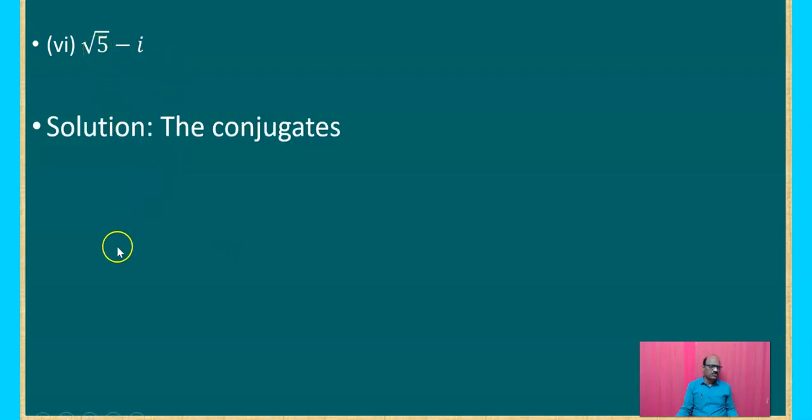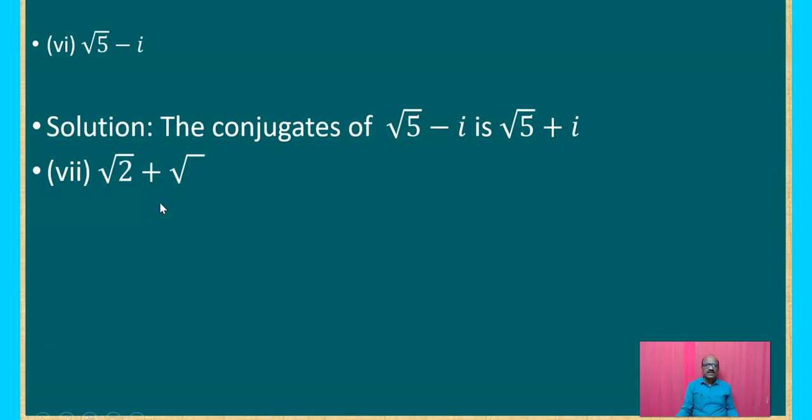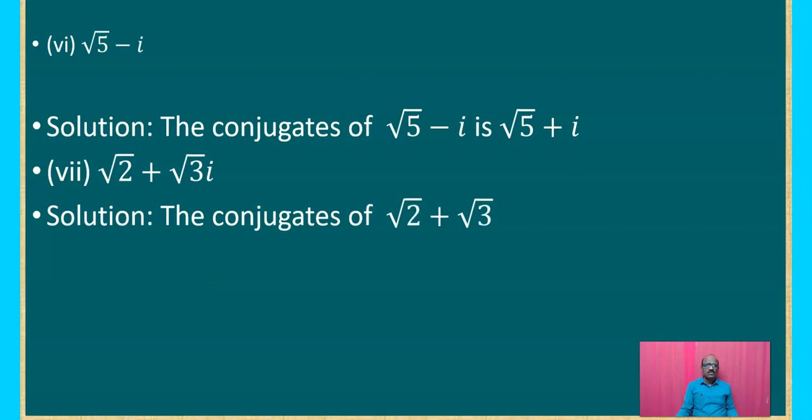Next example. It's a very simple example. Again the conjugate of root 5 minus i is root 5 plus i. Change the sign of only the imaginary part. Next example, 2 plus root 2 plus root 3i. That is a root 2 plus root 3i. Its conjugate is a root 2 minus root 3i.